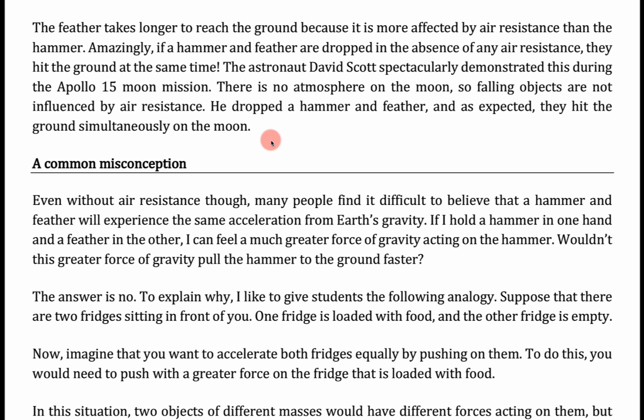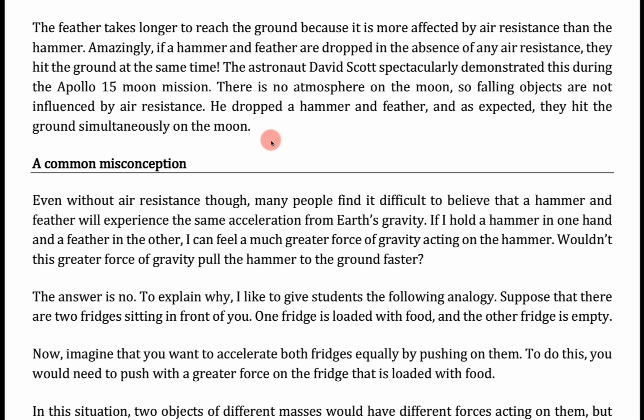The astronaut David Scott actually demonstrated this in the Apollo 15 moon mission. On the moon, there is no air because the moon does not really have an atmosphere. So if you drop objects on the moon, they are not influenced at all by the effects of air resistance. And so in a demonstration, the astronaut just held out an actual hammer and feather on the moon and dropped them at the same time. And you can very clearly see that the objects experience the same acceleration. So they both hit the ground simultaneously on the moon.